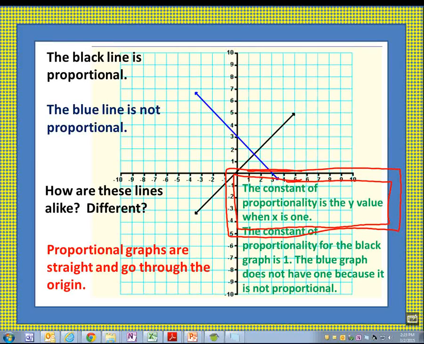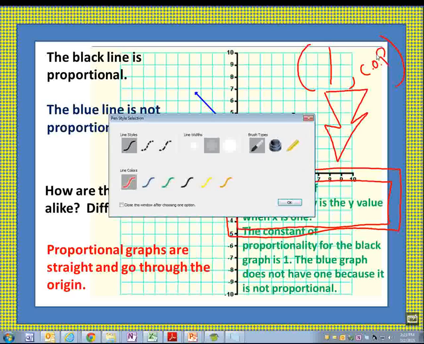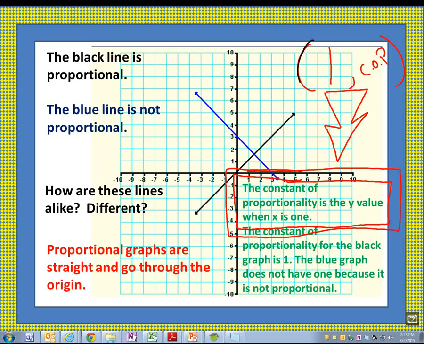So I guess I could do this. I didn't do this for the other classes. So whatever coordinates there are on that graphed line, it's 1, comma, COP.